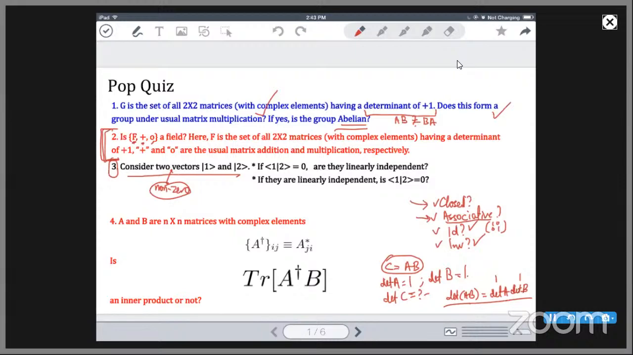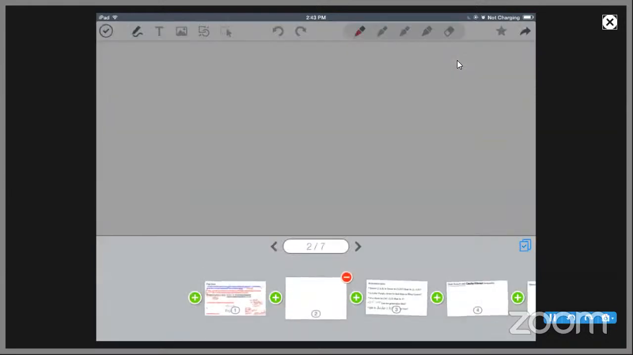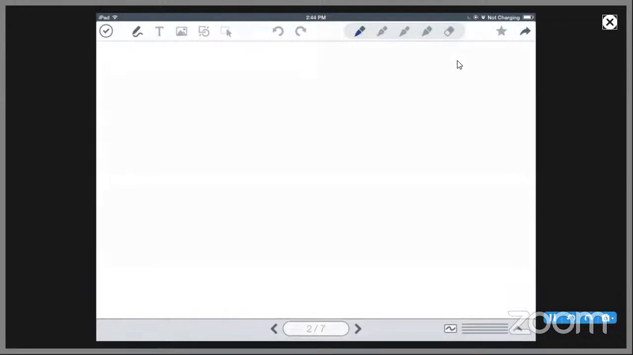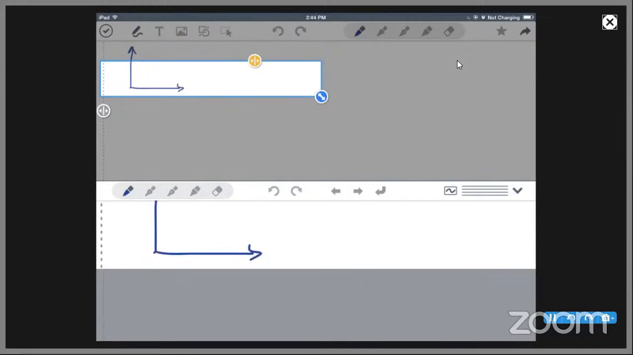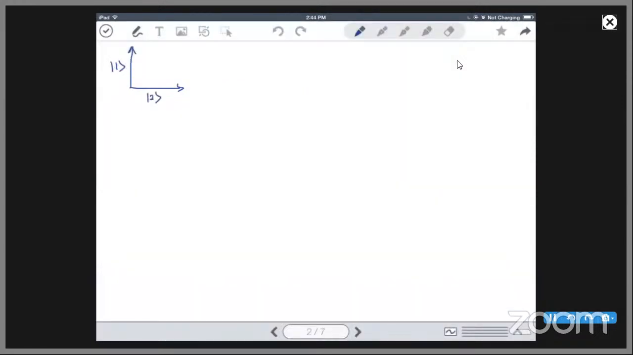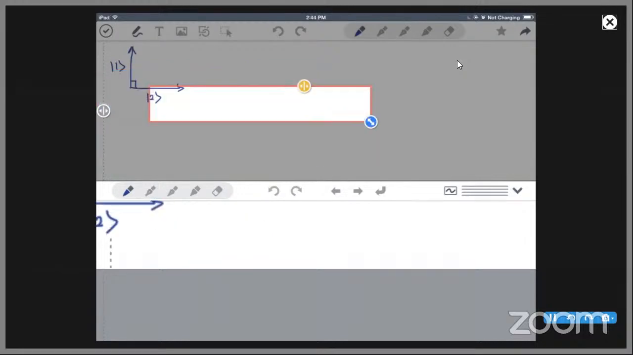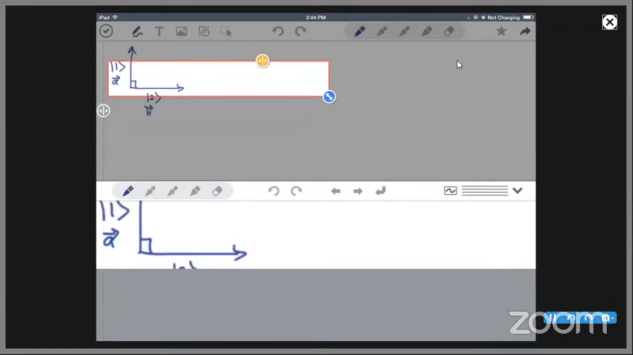Let me add a page here. Let's look at two vectors, and the dot product is 0. In R2 space, I have one like this, and I have the other one like this. Let's call this A and this B. The first one, does A have any component along the second one?